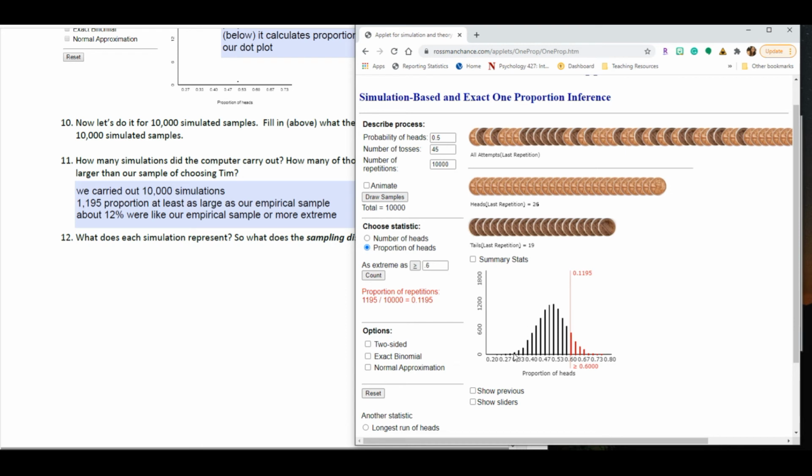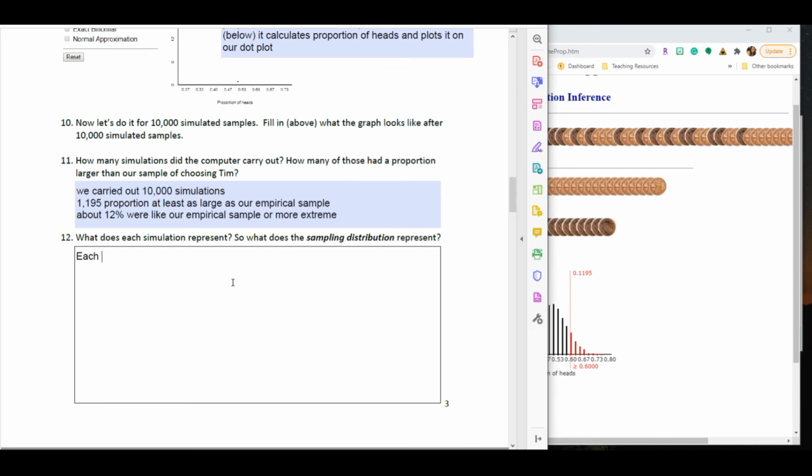And again, it's called a sampling distribution because it's a distribution of what it looks like if we take a bunch of samples, right? In this case, simulated samples. So each simulation represents if 45 people were voting randomly by flipping coins. That's what we're simulating, right? If you were to flip your coins and use that to tell you if it's heads, the guy on the left, if it's tails, the guy on the right, that's what we're doing. And we did it 10,000 times in the computer.